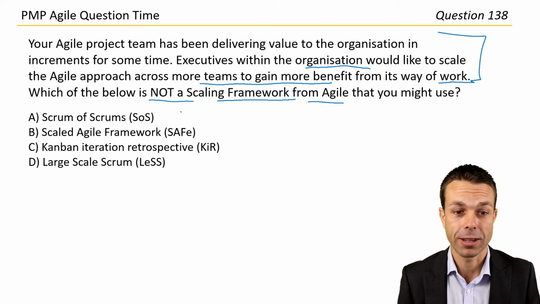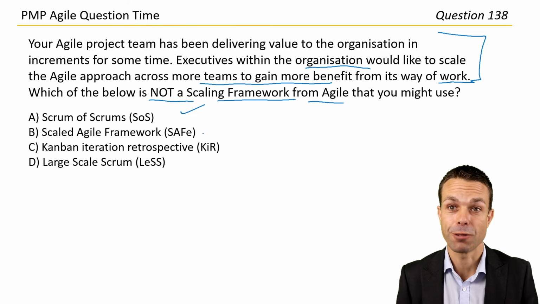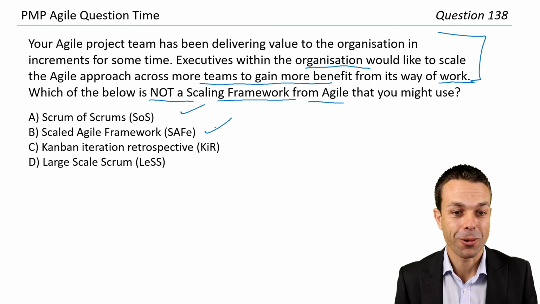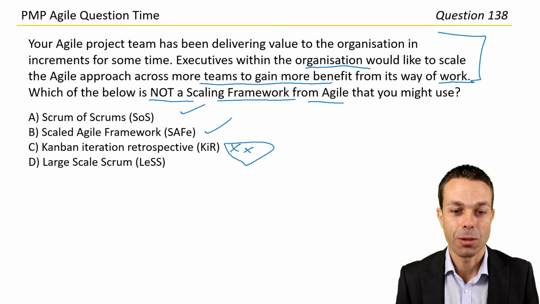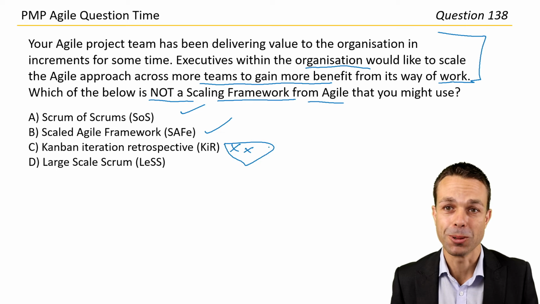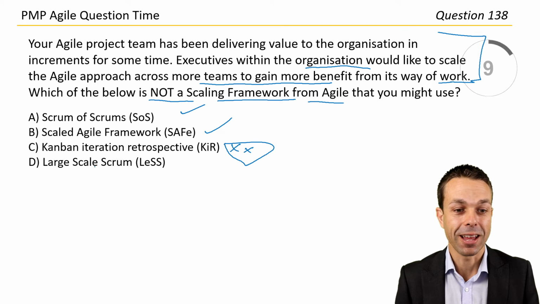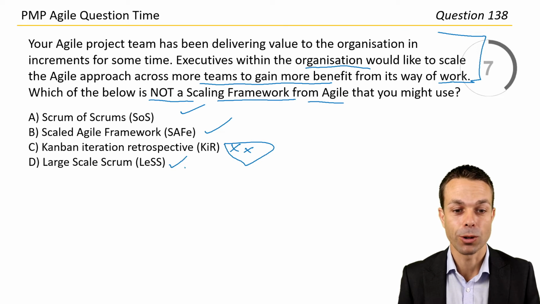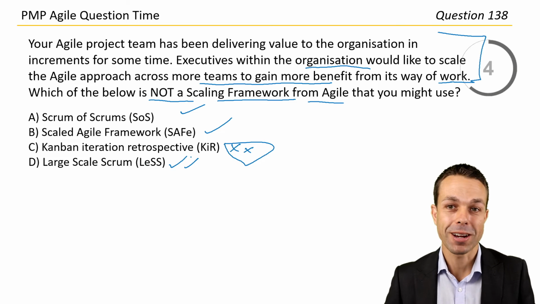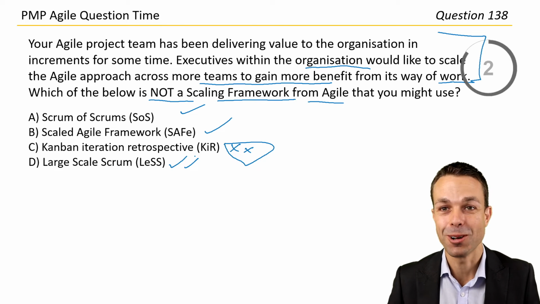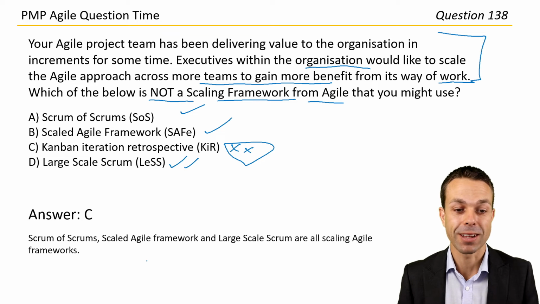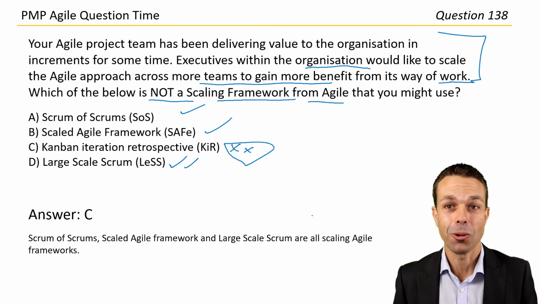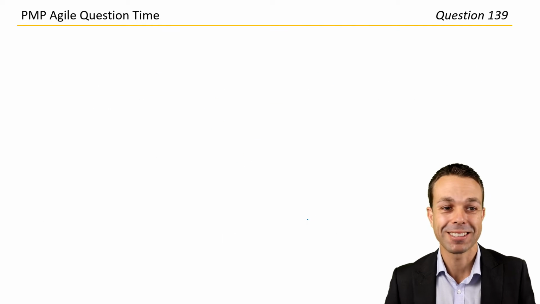Scrum of Scrums, it definitely is. SAFe, or Scaled Agile Framework, definitely is. Kanban Iteration Retrospective, that's not a real scaling methodology, although it sounds pretty cool. But that's definitely not it. Large Scale Scrum, or LeSS, is also a scaling methodology. So the incorrect one for this first question is answer C. Scrum of Scrums, Scaled Agile Framework, and Large Scale Scrum are all scaling Agile frameworks. All right, that was a nice and easy one to kick us off. Let's see what we've got next.